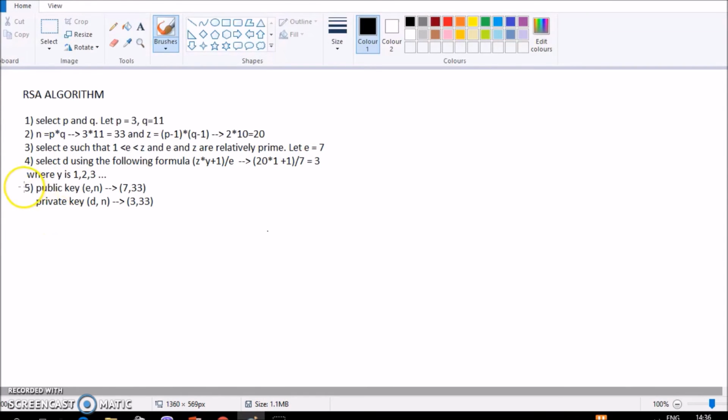Now we are basically done. The final step of the algorithm says that the public key is E, N. E is 7, N is equal to 33, and the private key is D, N, which is 3 and 33, which we have calculated above.